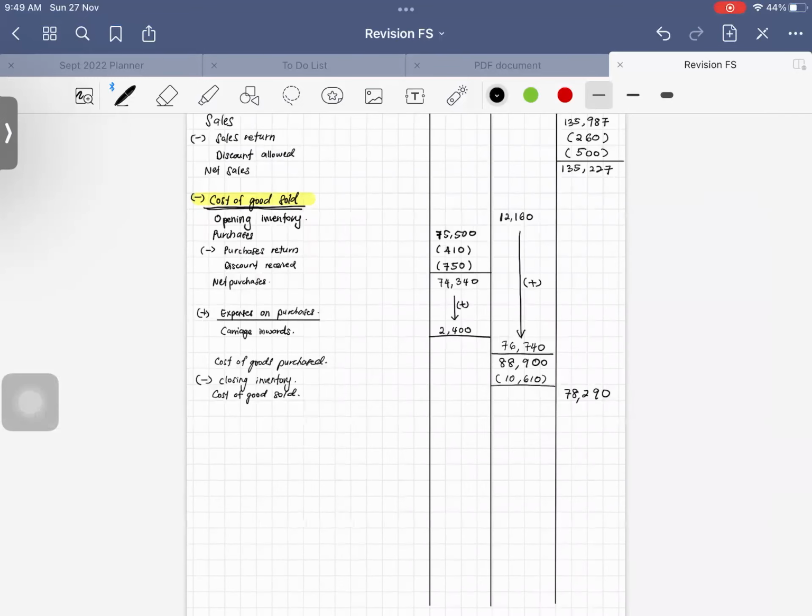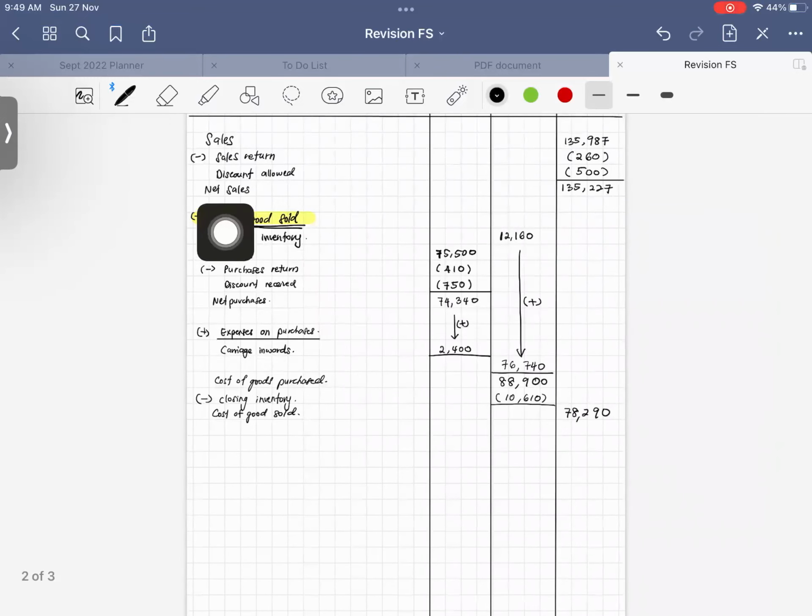So tadi kan I cakap, awal-awal I cakap tadi, net sales kena tolak dengan your cost of goods sold. So you dah calculate dah, your cost of goods sold is 78,290. So now baru boleh tolak dengan your net sales. So remember nak tolak kan 78,290 ni, so you put bracket. So your net sales value later you need to minus with your cost of goods sold.